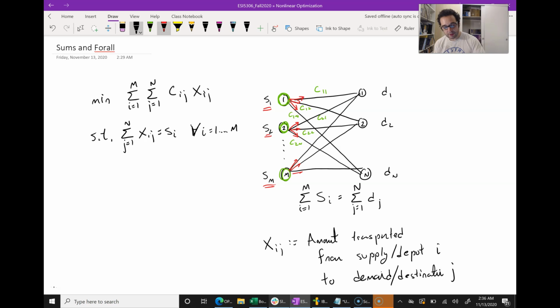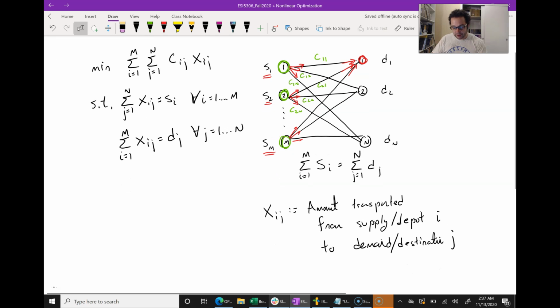Similarly, we can do the same thing at the demand side. So we know at each of the destinations, the amount of product that gets fed into that destination has to equal d_j. We can write that by saying the sum over i from 1 to m of x_ij is equal to d_j for all j equal to 1 to n. Okay. Now again, we could have done this individually.